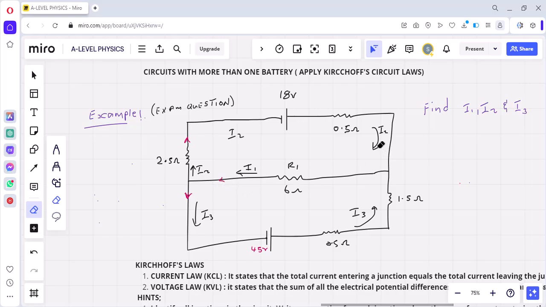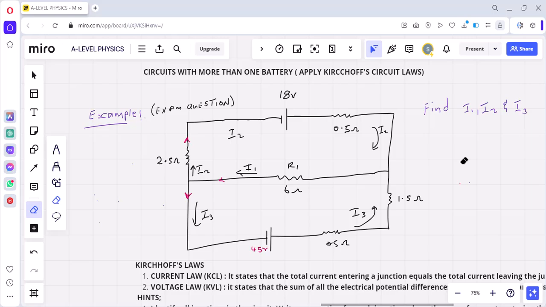Then we have the direction of the currents given as I2, I3 and I1 here. So how do we solve problems like this one? Well, to solve problems like this one, we apply Kirchhoff's laws. We apply Kirchhoff's circuit laws.